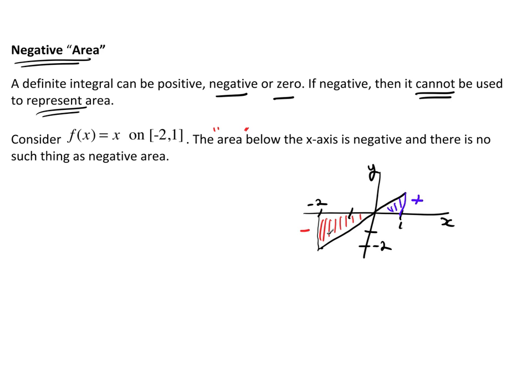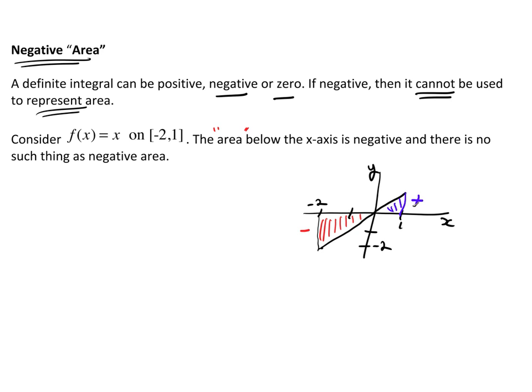So this area as such, and like I said, you need to kind of put that in quotes because you can't really interpret it as area, but it will give a negative contribution, and anything above the x-axis, the area between the x-axis and the function will give you a positive contribution.